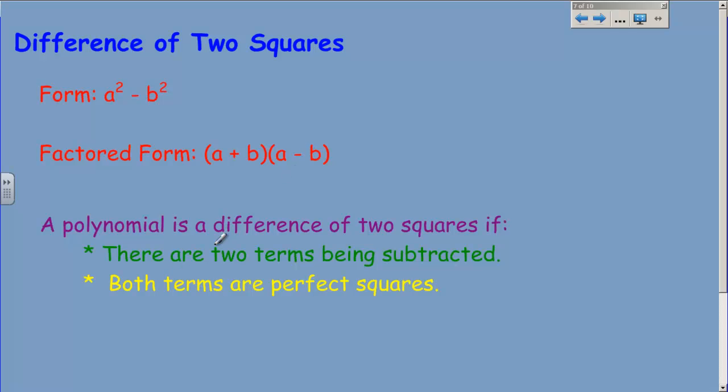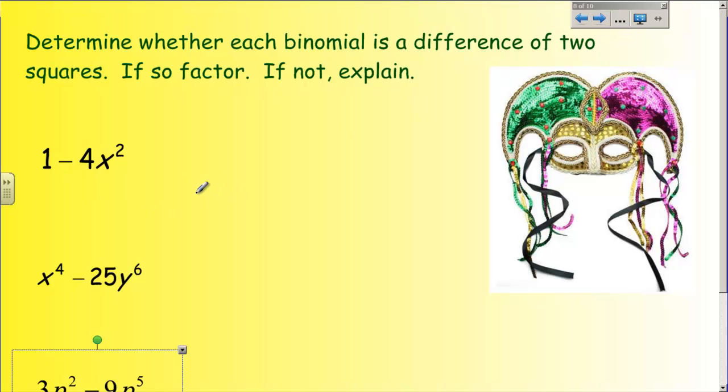Here are the things that you have to keep in mind. What you have to concern yourself with is, first of all, the two terms have to be subtracted. It is not a difference if there's not a minus sign. And both terms have to be perfect squares. This is much easier to recognize than a perfect square trinomial. So these are pretty simple. So the first one, we're just going to first of all decide if it is or isn't a difference of two squares. And then if it is, we'll factor it.